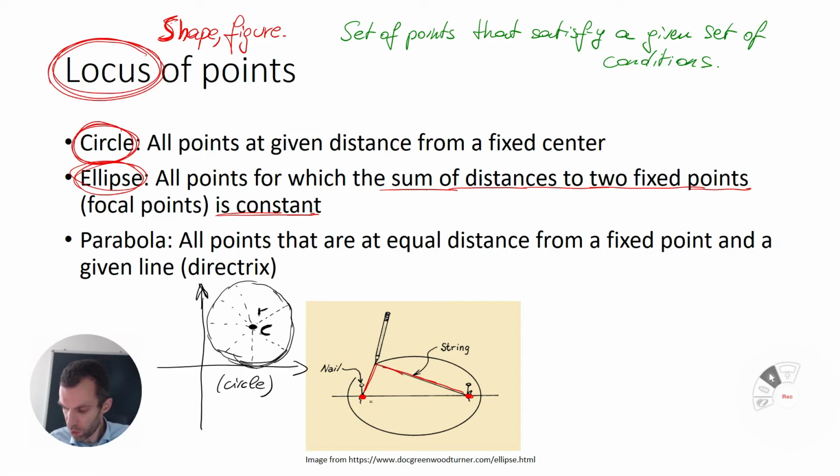So these two points are the focal points of the ellipse, and the figure that we trace out, that's the ellipse. And so the sum of the distances that has to be constant is this distance plus this distance, so d1 plus d2 is constant. That's our condition here.